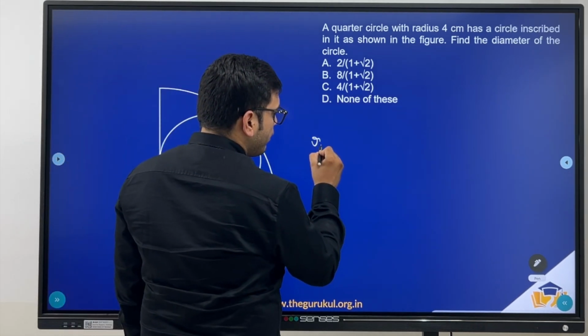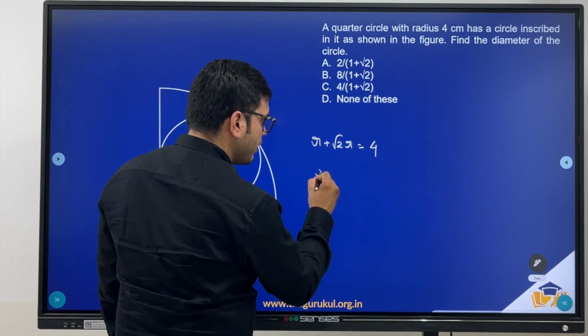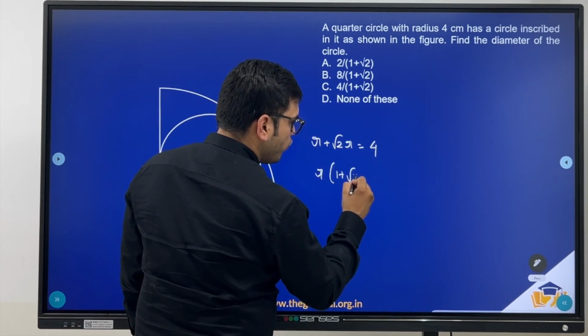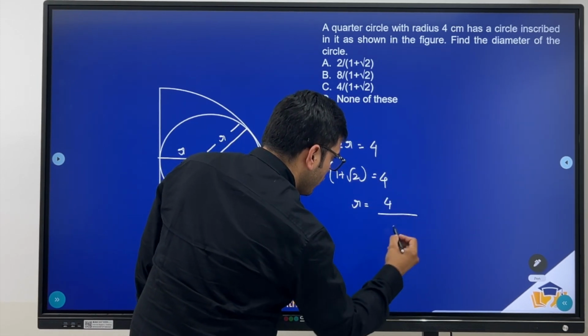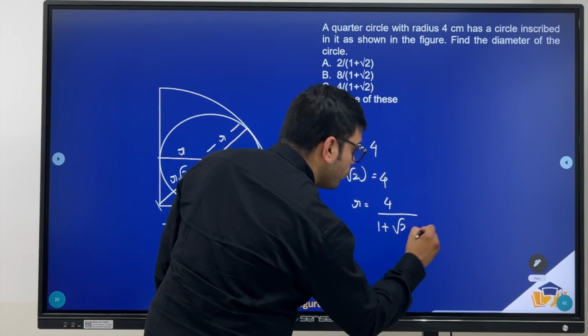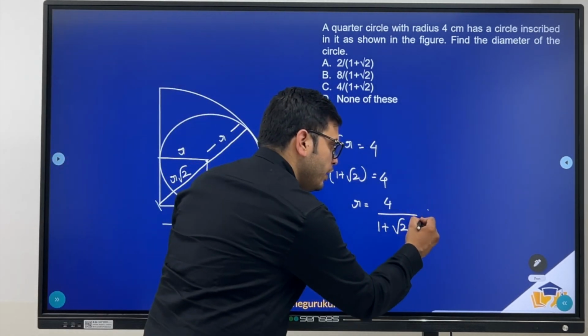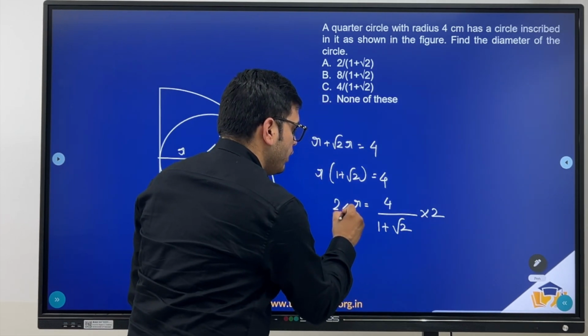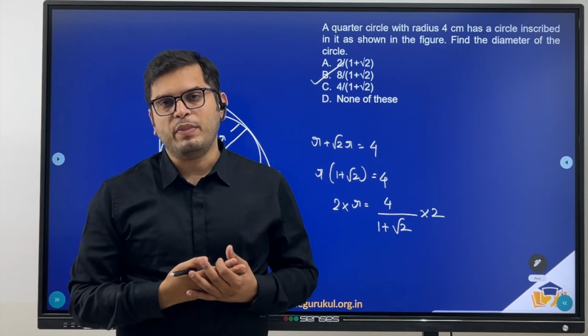So r plus root 2 r is equal to 4 units. I can take r common. (1 plus root 2) r is equal to 4, or the radius of the smaller circle is 4 by (1 plus root 2). But what was asked? We are asked to find the diameter of the circle. So into 2. So 8 by (1 plus root 2) should be the answer to this question. Hence option B.